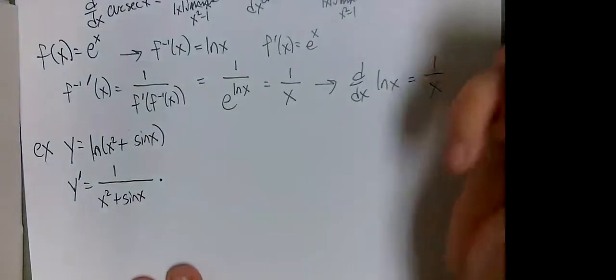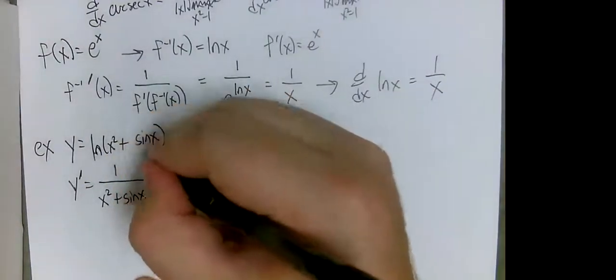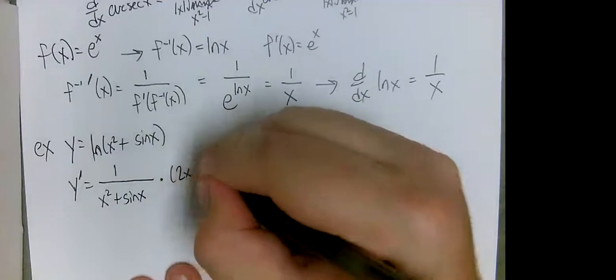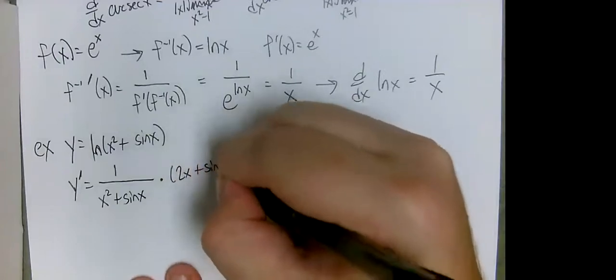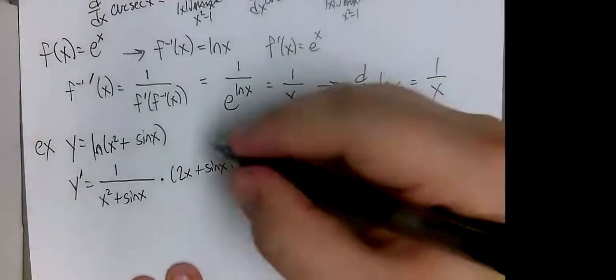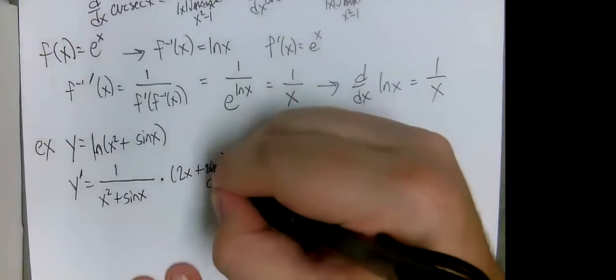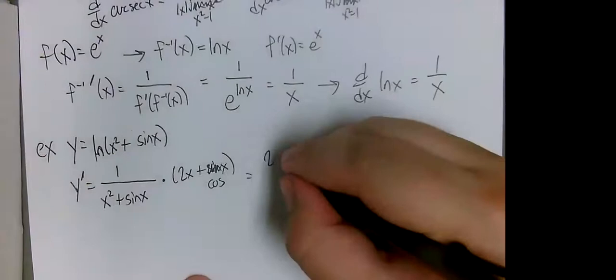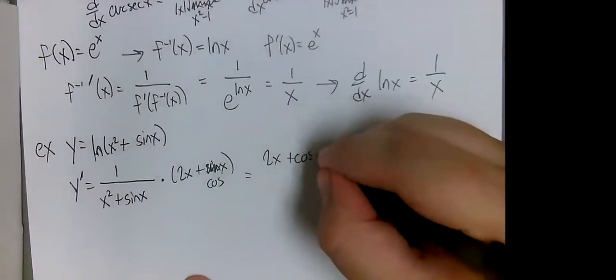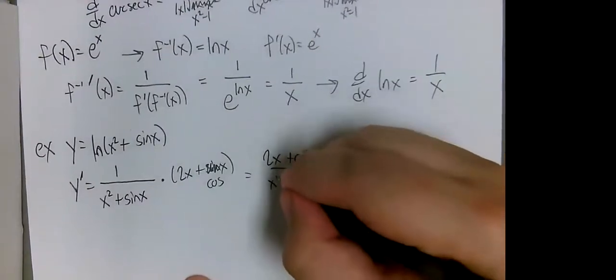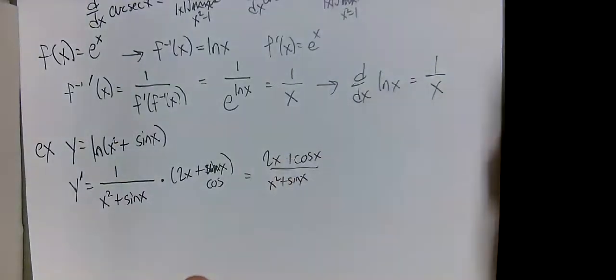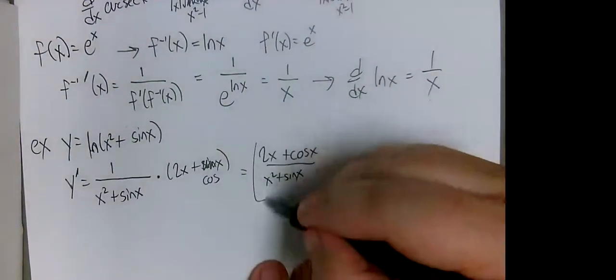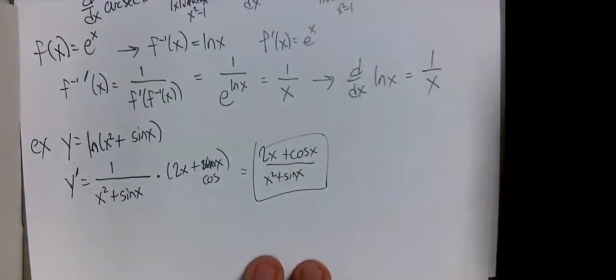Then by the chain rule, I need to multiply this by the derivative of the inside. I end up with 2x, oops, that's not sine of x, it should be cosine of x right here. So my derivative ends up being 2x plus cosine of x, for x squared plus sine of x. There we go. There was a derivative involving a logarithm.